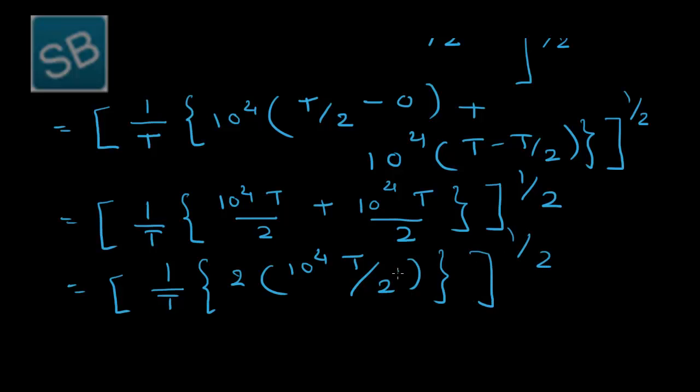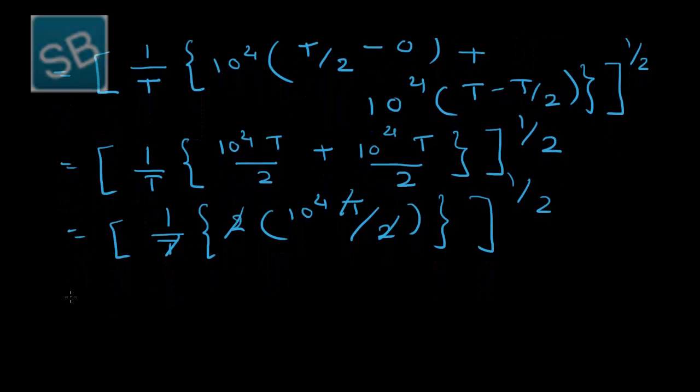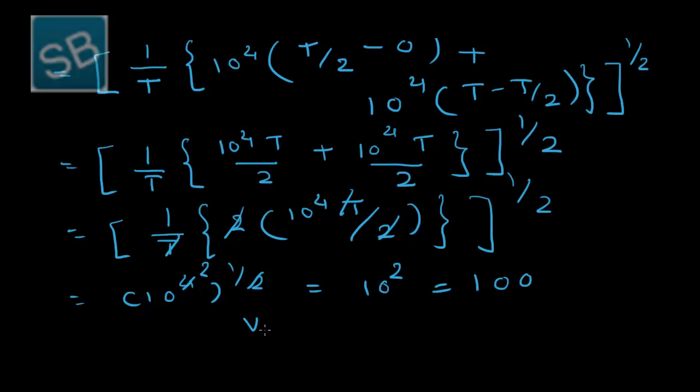So 2 is cancelled. This T is also cancelled. And so the answer is 10 to power 4 raised to half. Means 10 to power 2, that is 100. So the RMS value of voltage is equal to 100 volts. And so with this, our illustration number 9 is over.